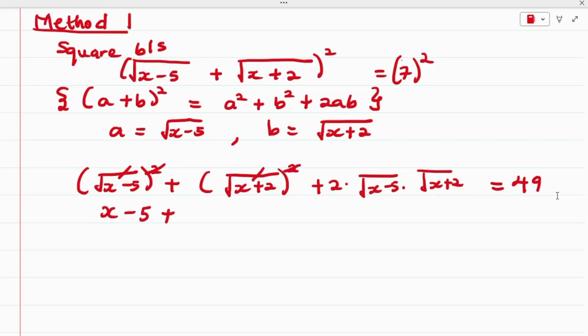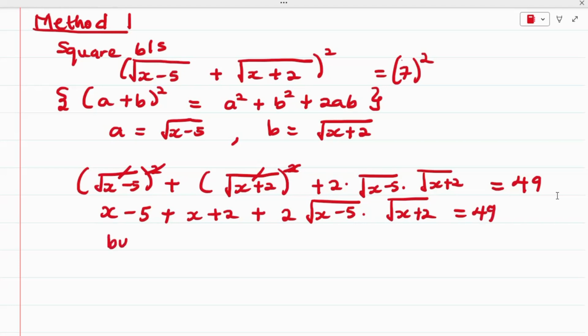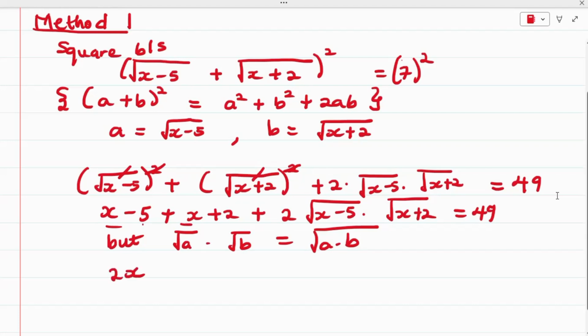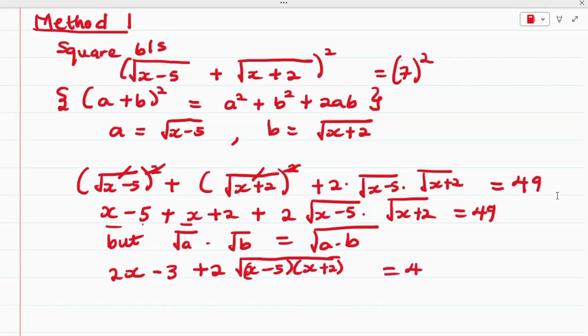So from here this is going to cancel out this, so we have x minus 5, plus this cancels out this, we have x plus 2, plus 2 multiply the square root of x minus 5 multiply the square root of x plus 2, and this is equal to 49. But from the property of exponents, the square root of a multiply the square root of b is equal to the square root of a multiply b. So we have x plus x is 2x, minus 5 plus 2 is minus 3, plus 2 multiply the square root of x minus 5 multiply x plus 2, and this is equal to 49.